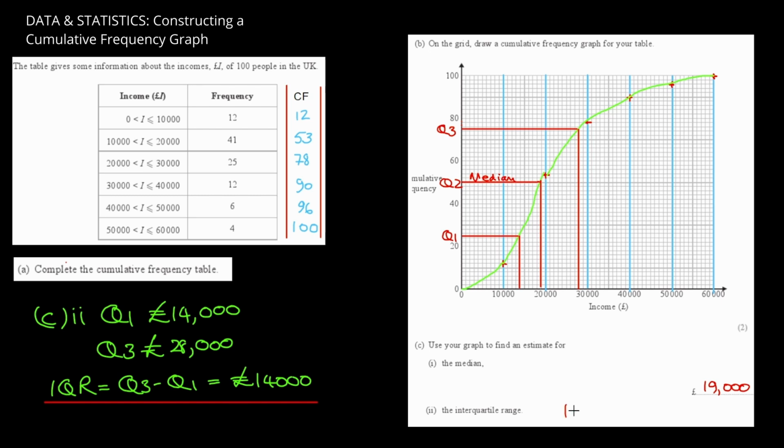So finally, we can write down that the interquartile range is equal to £14,000. And that is your answer.